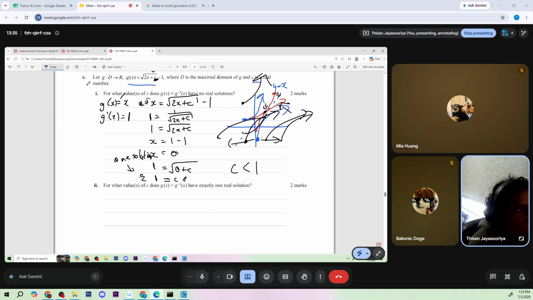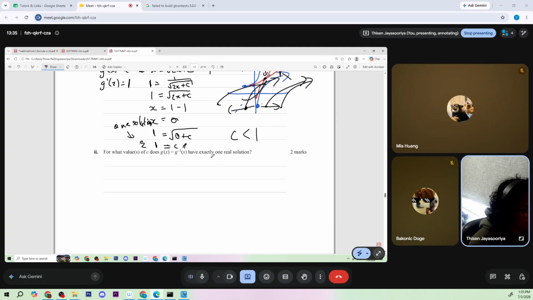I would recommend you go back and do this question yourself and think through the logic and the intuition behind it. The next part says, for what values of c does g of x have one solution? So here we'll actually come to a case where both the inverse functions have their tips touching each other. And then after that, one of the graphs will be over here, one of the graphs will be down here. It's going to be like this, where it has one intersection.